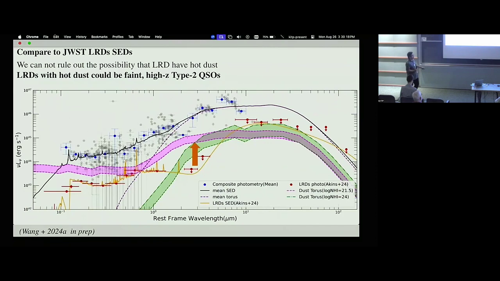In the future, we will update this selection and composite photometry with Euclid and JWST to find more high-redshift Type-2 quasars, to further understand the obscured fraction and the nature of LRDs.